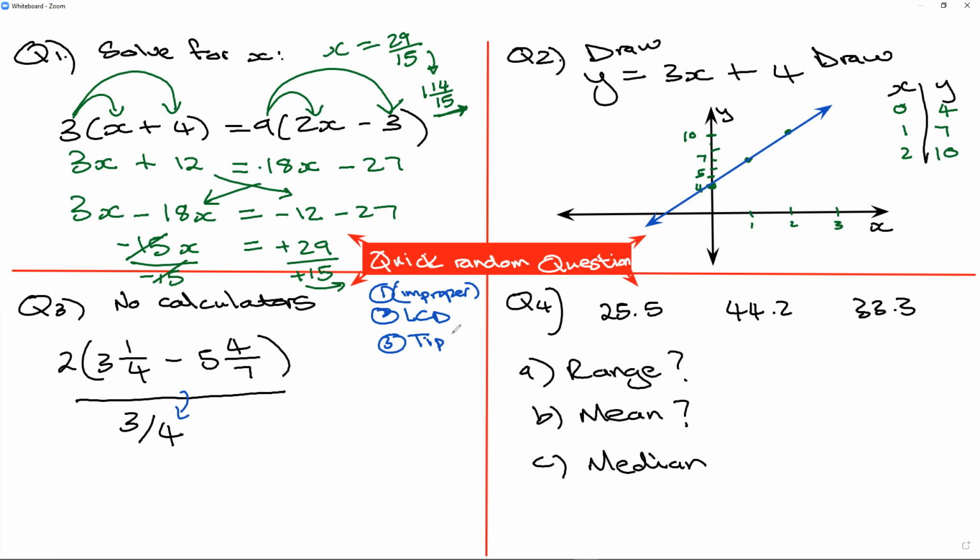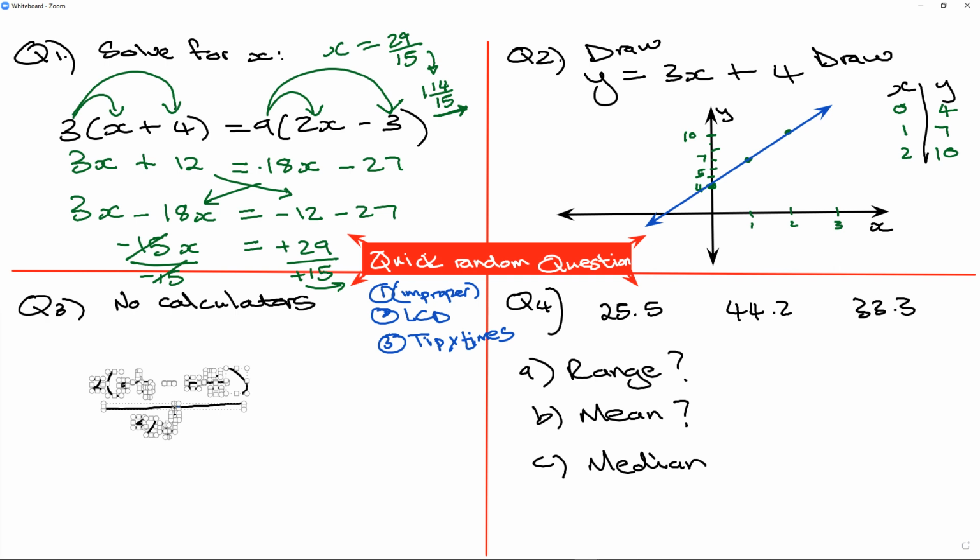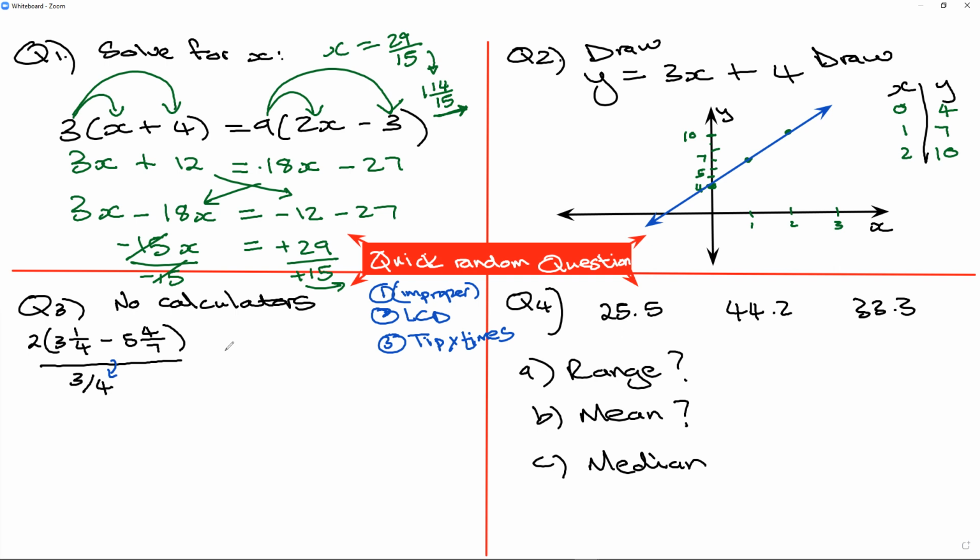Now, I don't have much space to work here, so tip and times, I'm going to just write over here. So let's say I make this a little smaller so I can get some space. Here we go. Hopefully that's enough space to do this question. Maybe not. I'll probably continue on this side, so I'll draw a line over here and continue on this side. So this is no calculators, right? If you use a calculator, then it's pointless. You have to try it without a calculator.